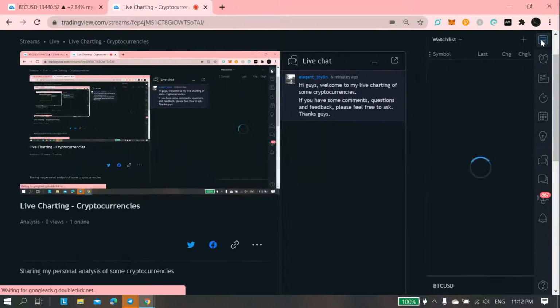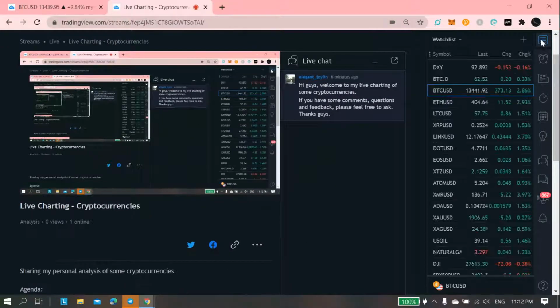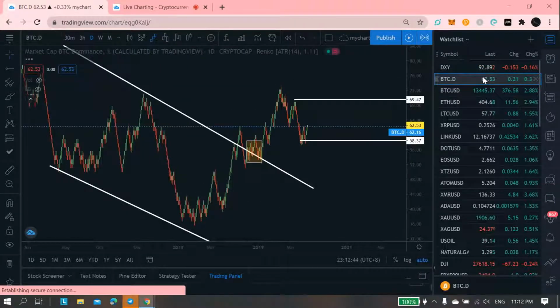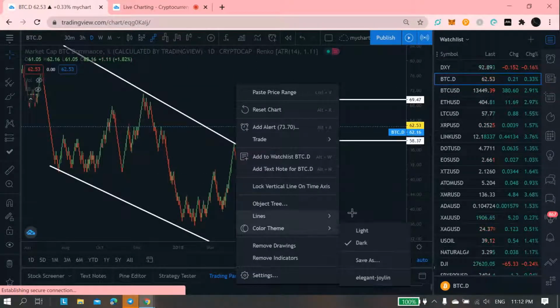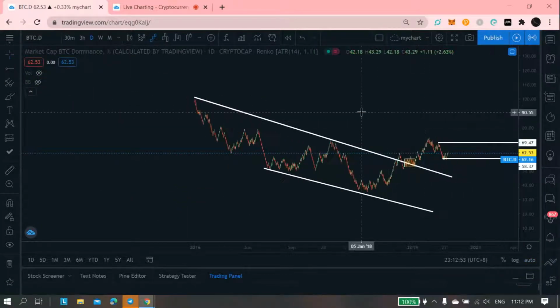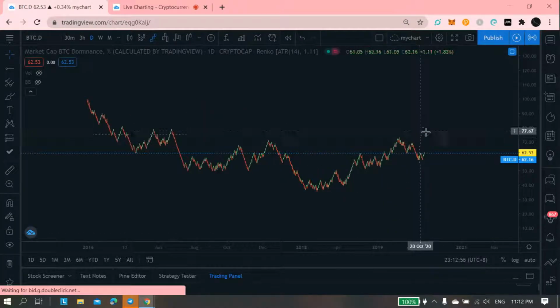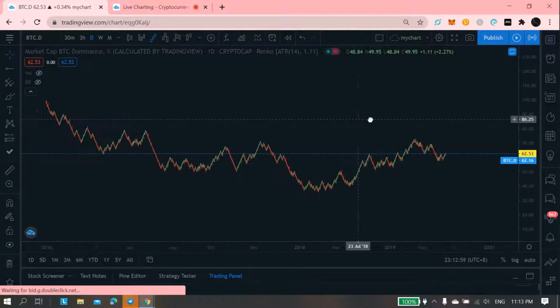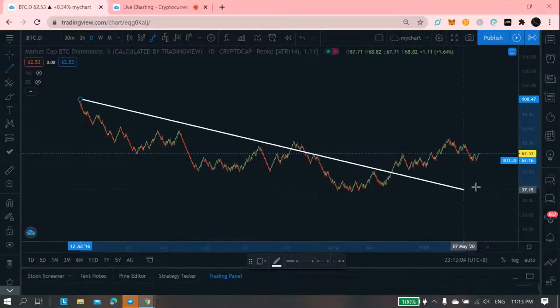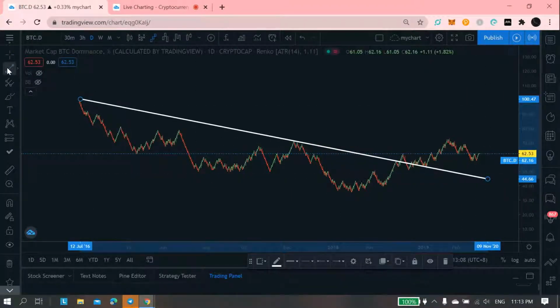So next, let's look at the dominance because it's already at 62.5, before we go to some altcoins. So let's clear this out. Actually, I just started using Renko in September, last month. Normally, I use Candlestick and Heikin Ashi.